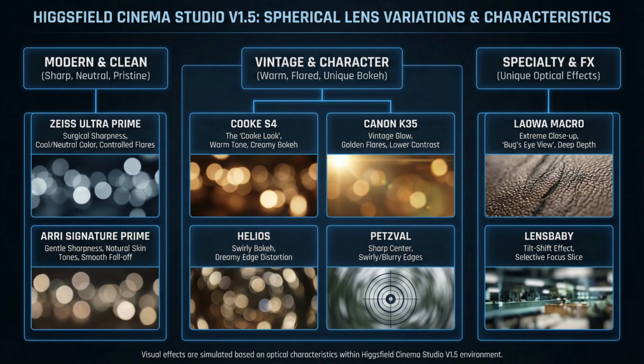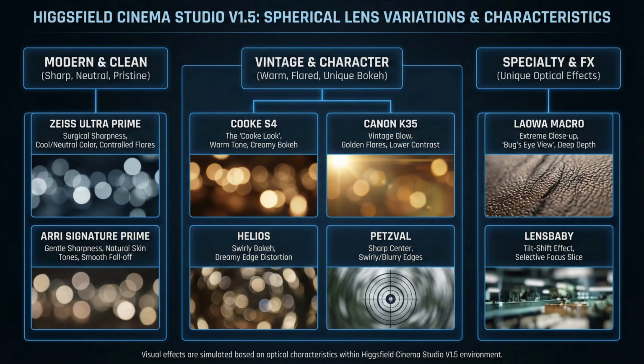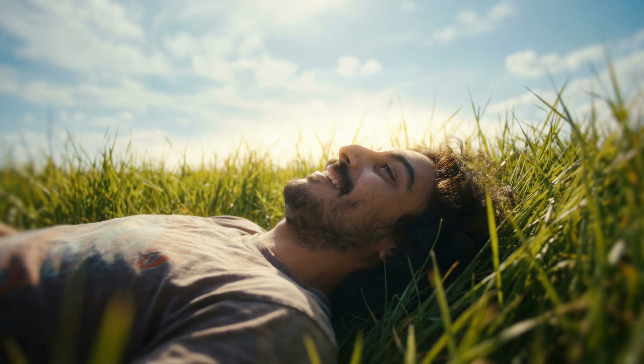The spherical lenses make the world look natural, with no distortion. Do you need a modern, sharp, clean, high-tech look? Then you can use Zeiss Ultra Prime or Arri Signature Prime. These are perfect for sci-fi or real-life drama. If you want some emotions and vintage warmth, then Cook S4 makes skin look amazing. For a nostalgic golden glow, you can use Canon K35, and this really adds some vintage warmth to your scene.